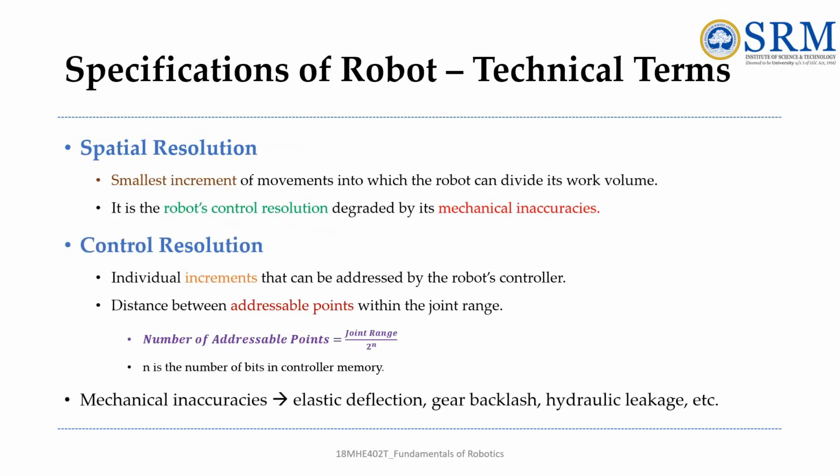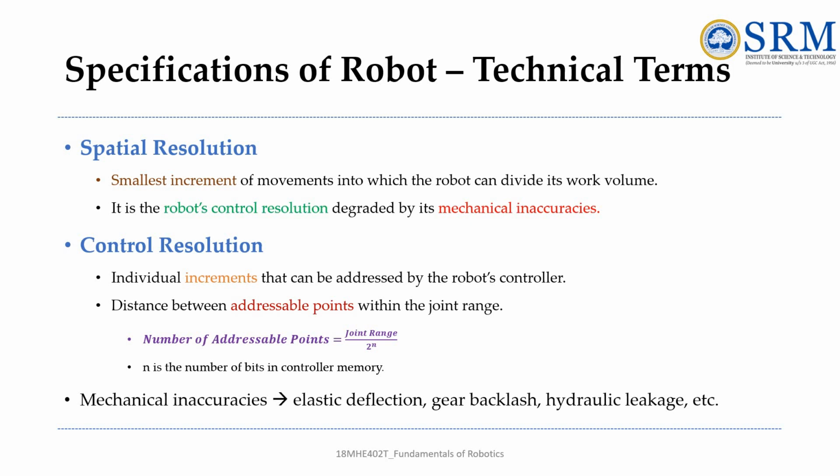Next, spatial resolution in robotics is the smallest increment of movement that a robot can make within its working area. Imagine it as the tiniest step the robot can take. This resolution is limited by both the robot's control capabilities and its mechanical imperfections.